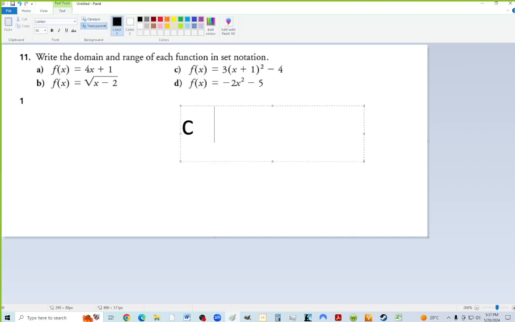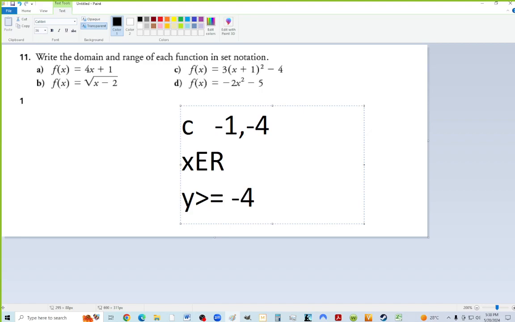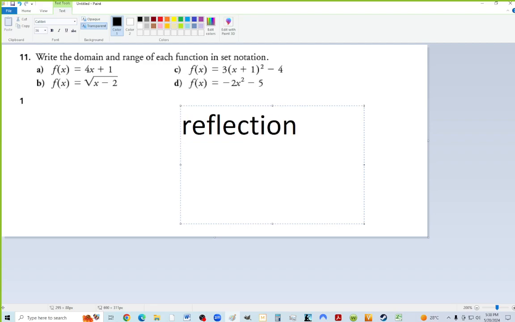The vertex is the opposite of what we think, minus 1, minus 4. For parabolas, x is always x∈ℝ. Since this one has no negative values in it, it's not reflected. So y is bigger or equal, y∈ℝ, y is bigger or equal to minus 4, the y value of the vertex. This next one has a negative 2 in front of it. That means it's on a y value, so it's a reflection in the x-axis. That will not affect anything because this is a parabola. That means x∈ℝ.